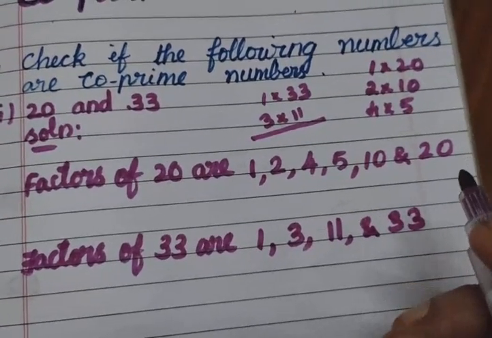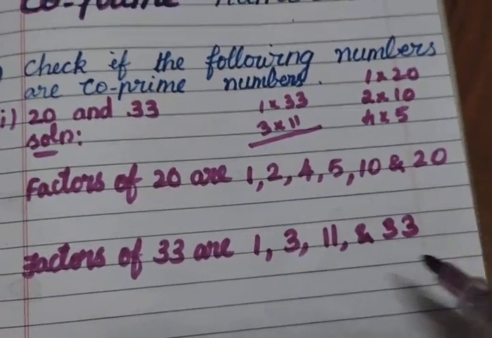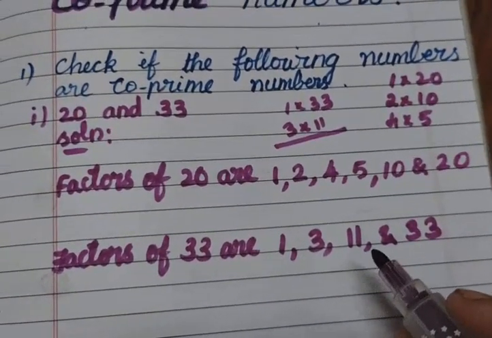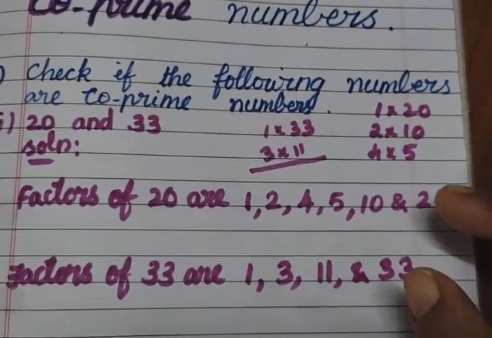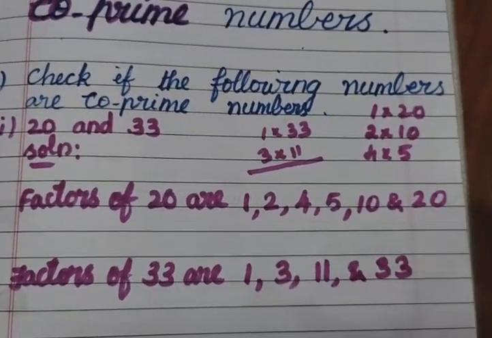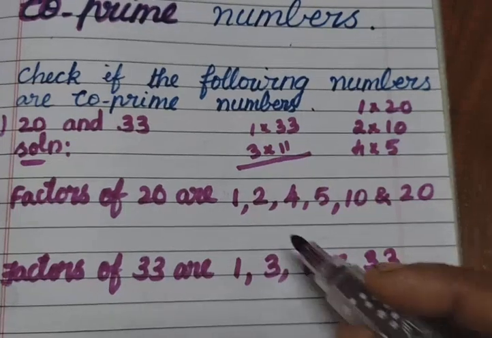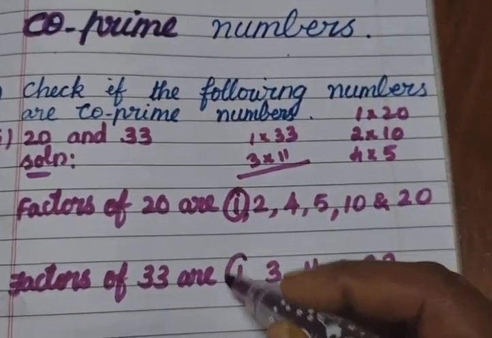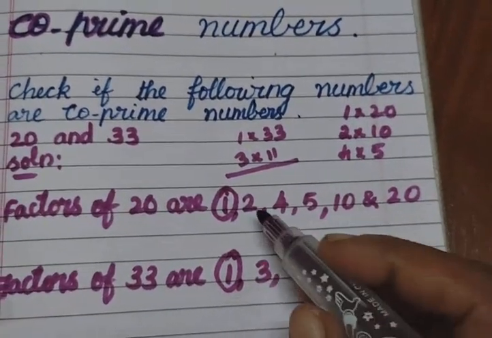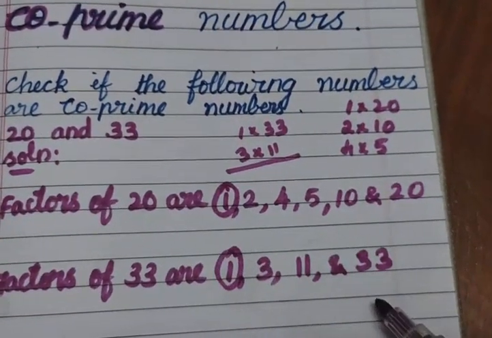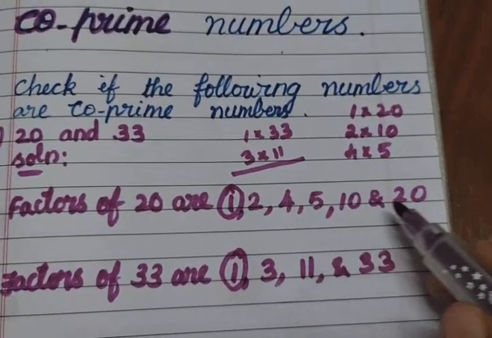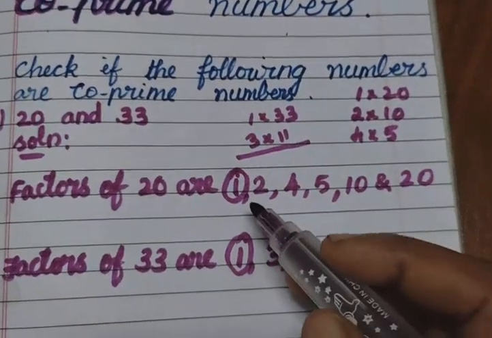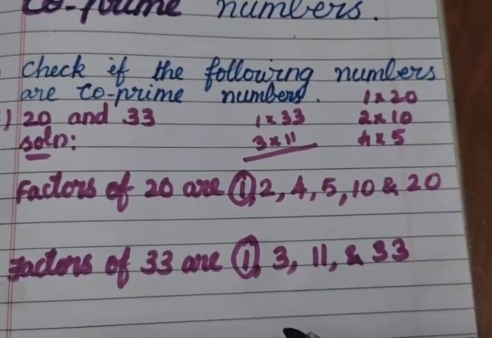Now we can find the common factors. We wrote the factors of 20 and the factors of 33. From these two, what are the common factors? See, 1 is there, here also 1, is it not? So 1 is common in both. Then 2, here there is no 2. Then 4, are any other factors common? No. Here only 1 is the common factor.